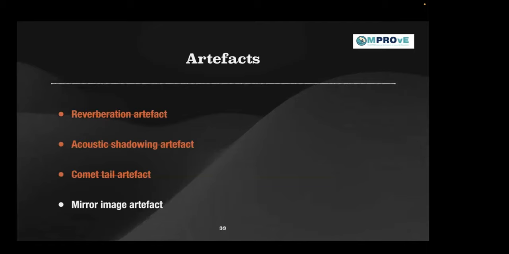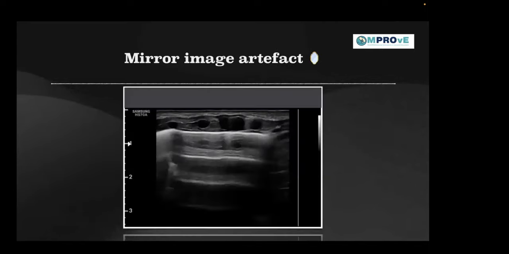Mirror image artifact. Mirror images are also a creation of the reverberation artifacts. So you see the mirror image of whatever you are scanning. When we're talking about the lung scan, this is your soft tissue, your bones, and then you see a very sharp pleural line followed by the A lines. Where is the mirror image? Whatever you can see above the pleural line, you can see the same thing below the pleural line as well. So these are the mirror image artifacts.